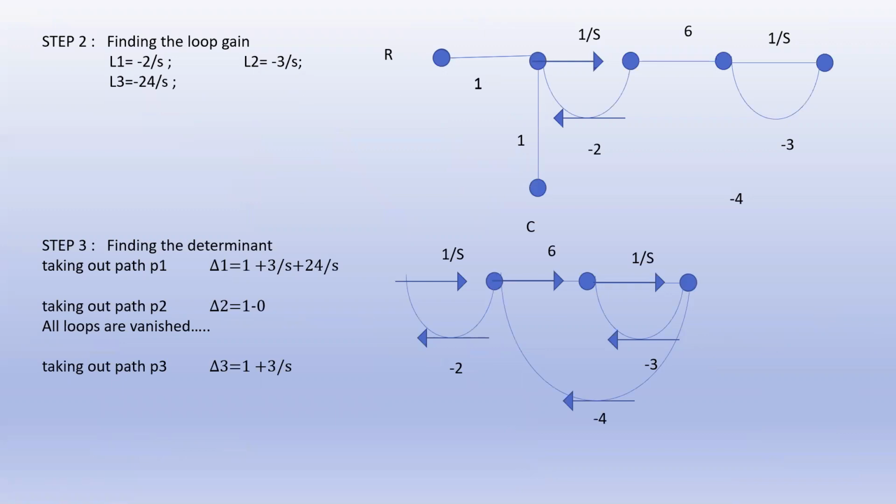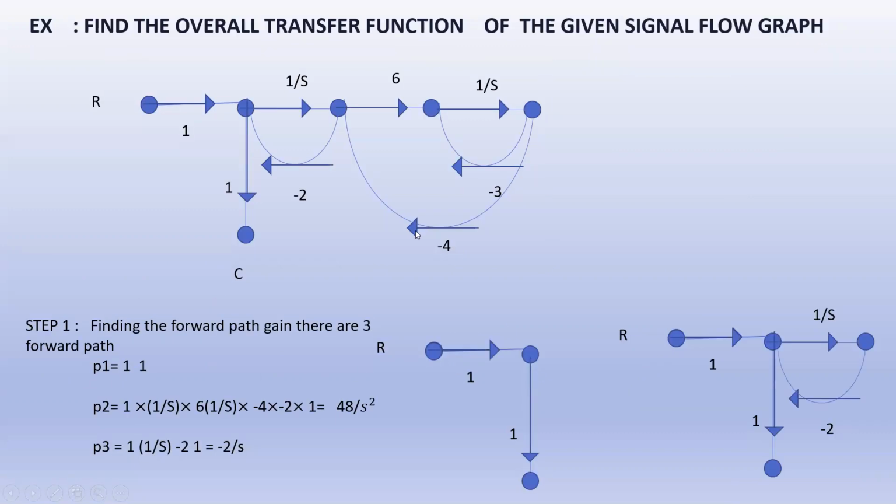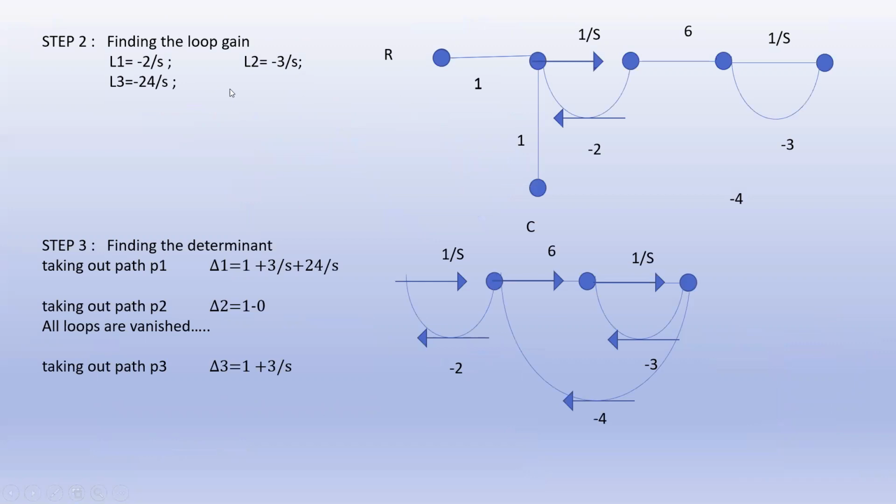So let us find the loop gains over here. In this diagram, we can find three loops: one with gain 2 by s, one with gain 3 by s, the small loop, and the larger loop with 6 by s into minus 4, that is minus 24 by s. So we have three loops that are shown over here.